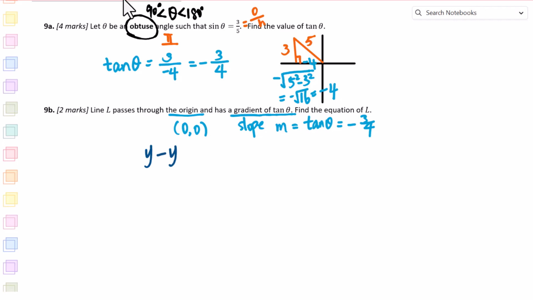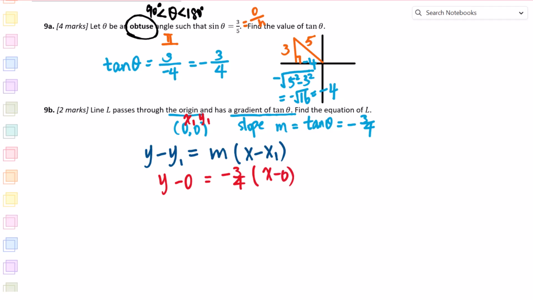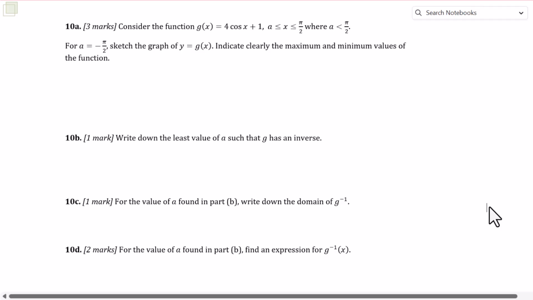We will use the y minus y1 equals slope times x minus x1 form to figure out this linear equation. Label x1, y1. So we get y minus 0 equals -3/4 times x minus 0. Simplify. y equals -3/4 x.